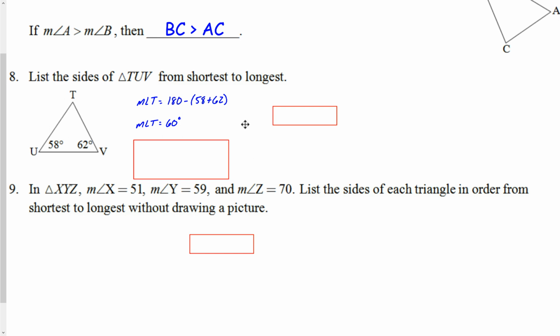Smallest angle is angle U, which would make our shortest side segment TV. The middle sized angle is angle T at 60 degrees. Opposite of that is segment UV, so that is the middle length side. And then we have angle V as our largest angle. Opposite of that, segment UT would have to be our longest side.